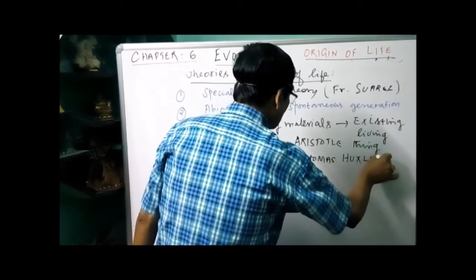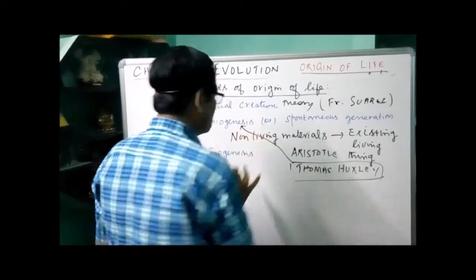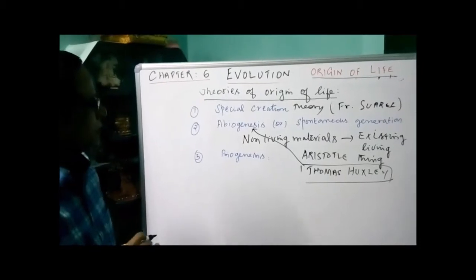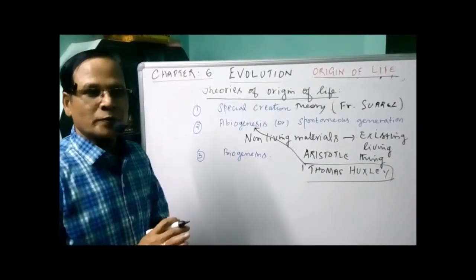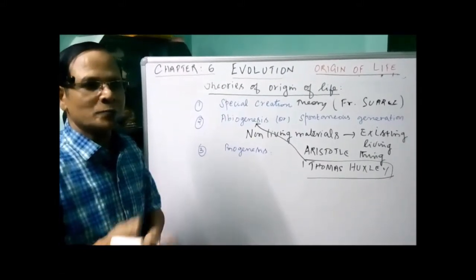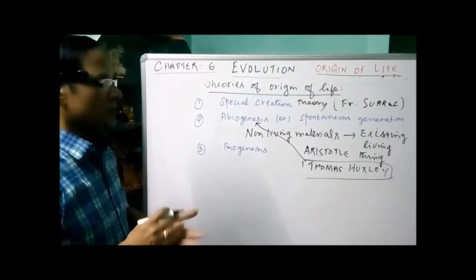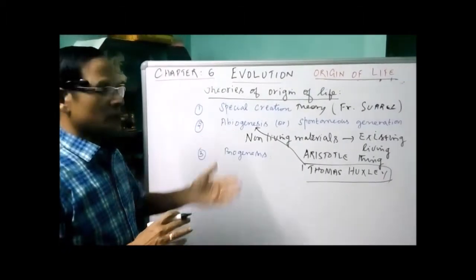The term biogenesis was given by Thomas Huxley. So living things came from non-living materials over a period of time because of chemical and molecular evolution in a stepwise manner. Now, biogenesis here is against what is called abiogenesis.